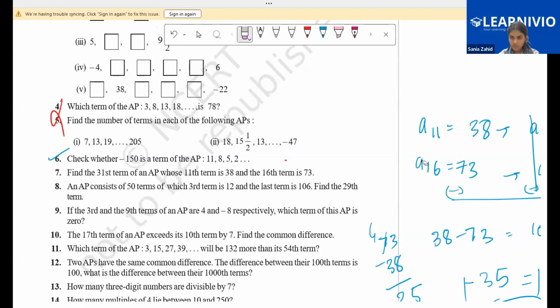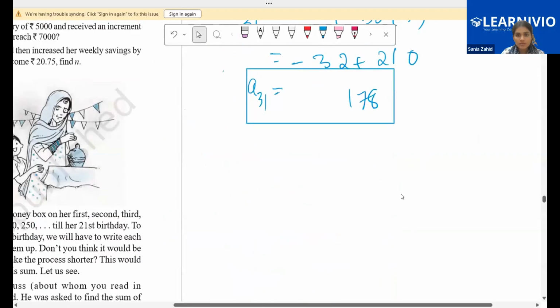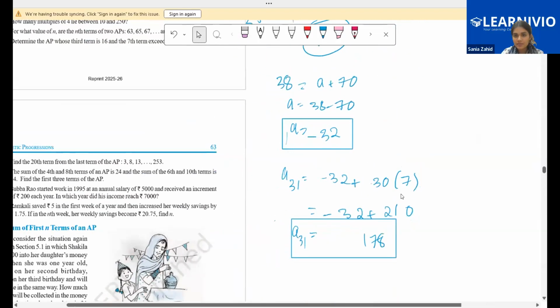Ma'am, is 174 the answer? 178 you get? 171? No, 171 is not correct. 178 is correct.